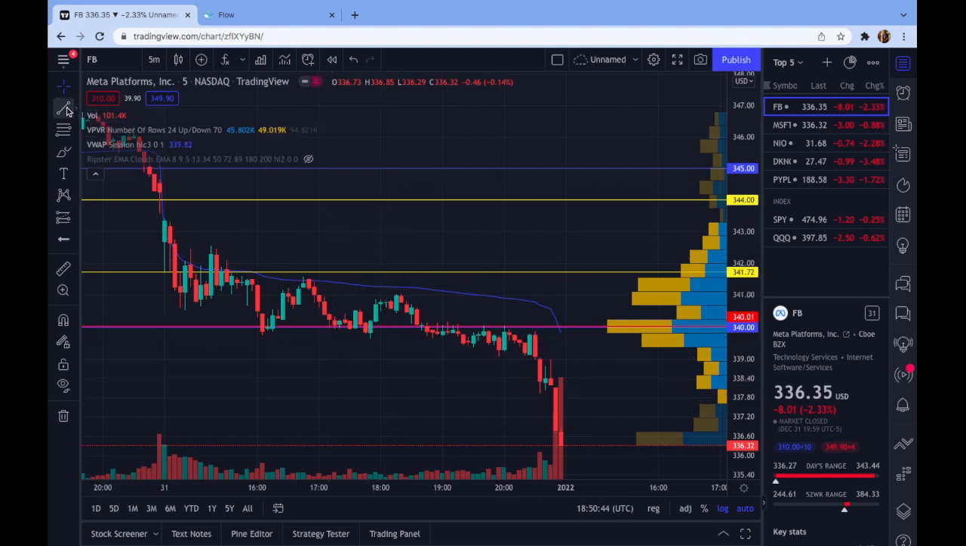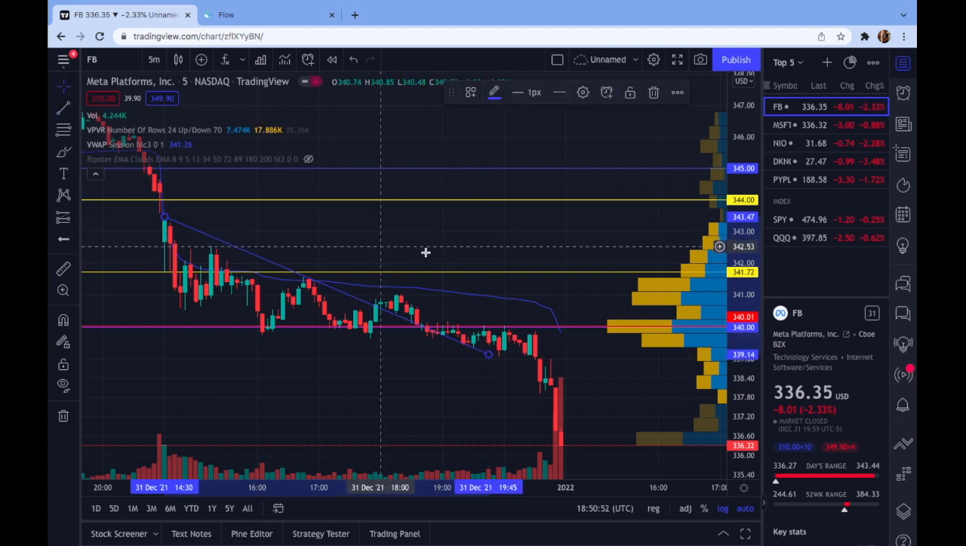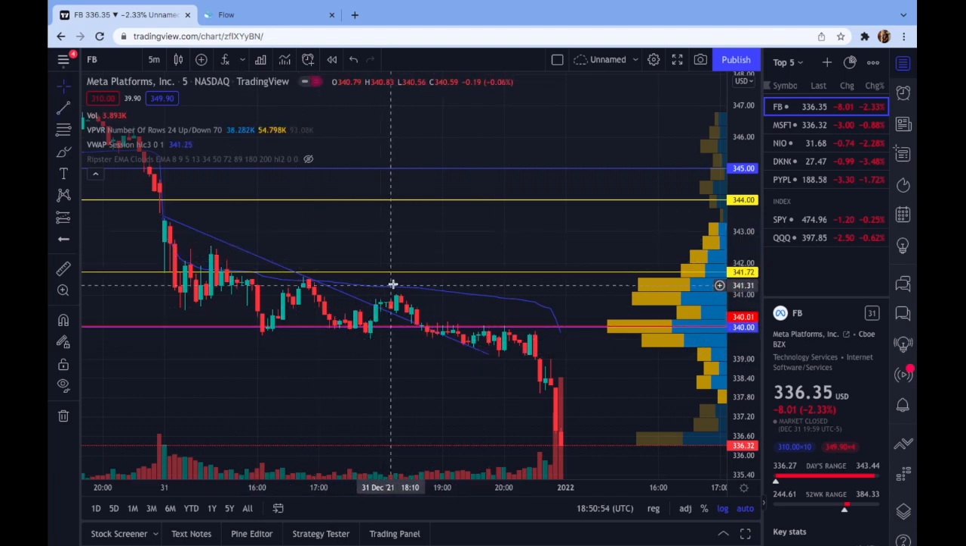So here, for instance, on Facebook, from a TA side, we have this wedge looking pattern, looks like it breaks here and breaks down. That's cool. So I know it's not holding very well. It's pretty weak. SPY was also decently weak, and we fell below that 340 level.